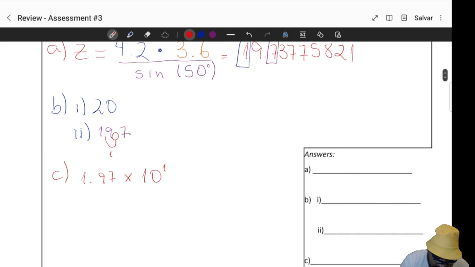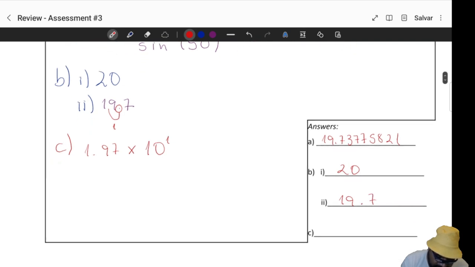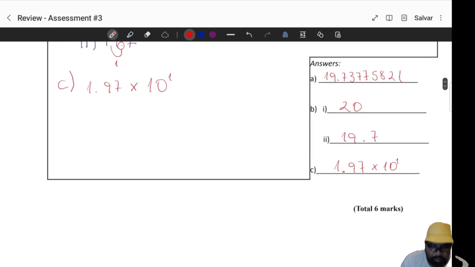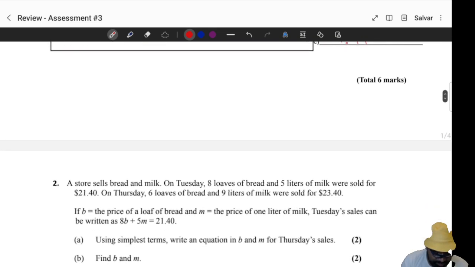And over here, what is the answer? The number A, 19.73775821. Number 2, 20. Number 3, 19.7. Oh, second one here. The last one, 1.97 times 10 to the first power. That's it. Question 1 done. Let's go question number 2.